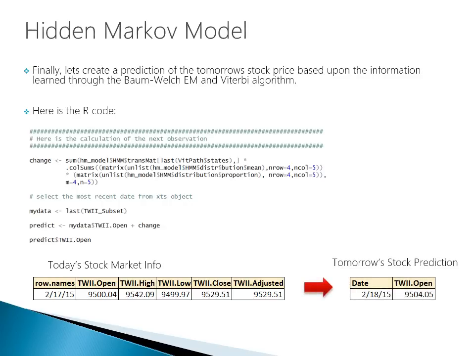Then walking through our hidden Markov model and drawing from the knowledge that we've gained, we now see that tomorrow's one we're predicting to be 9504.05. So this is giving an example of how we can use hidden Markov models for stock market data for prediction and decoding type purposes.